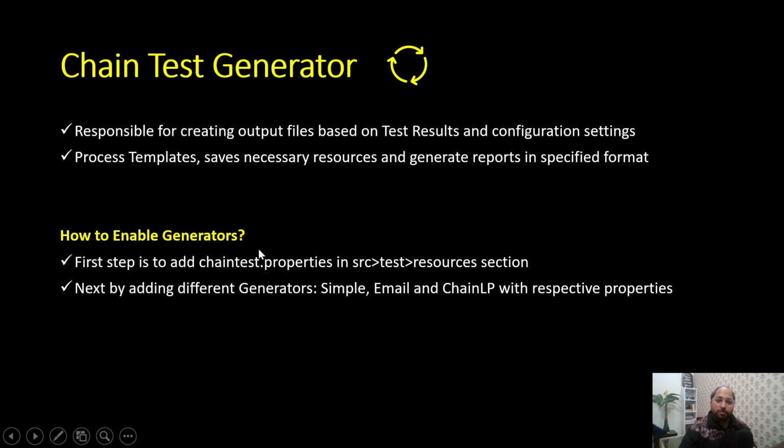Now how to enable it? The first step is we'll have to add chaintest.properties in the src/test/resources section. Then we'll have to enable the generators. For the current lecture, we'll be enabling simple and email, and in the next lecture, we'll be talking about ChainLP, right? So let us discuss the simple and email generators.